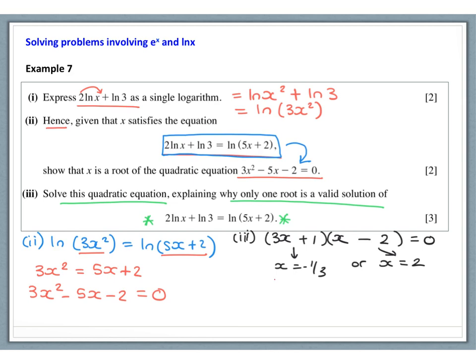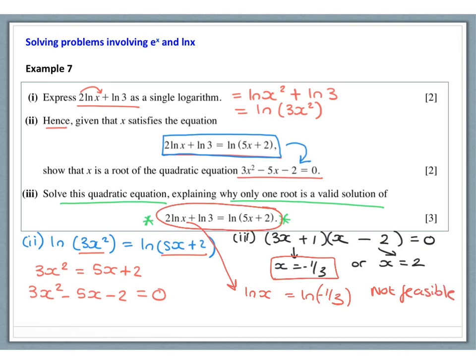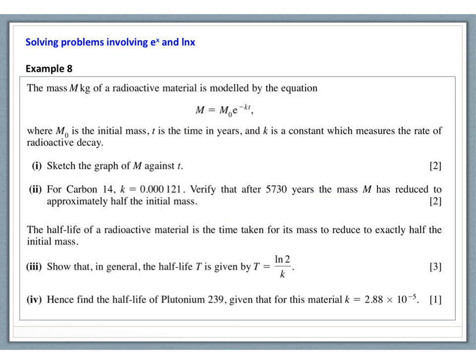And in this case, it's this root that's not valid because it's got to satisfy this equation here, and part of that equation involves us working out ln of x. Now, if we try and work out ln of -1/3, well, that's not feasible because ln of x only exists for x greater than 0. So that means ultimately we have to reject this root here, and our only true valid root is x equals 2. And so we move on to our last example here.